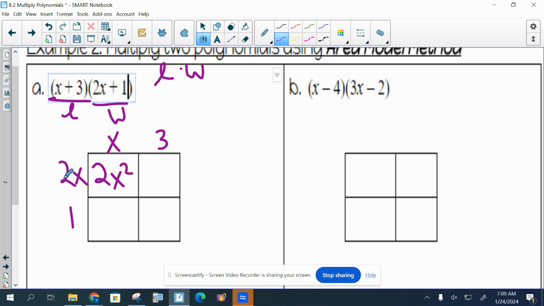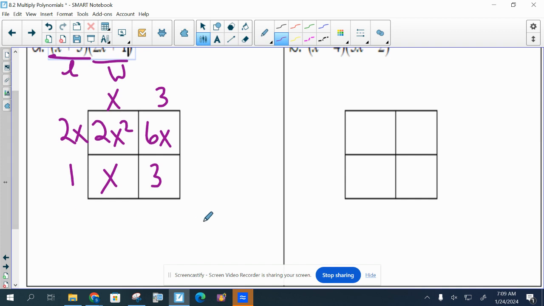This box would be 2x times 3, which is 6x. This box would be 1 times x, which is x. And this box would be 1 times 3, which is 3. Now we need to add up all of the terms. So I'm going to write them all out down here, and then we will simplify.